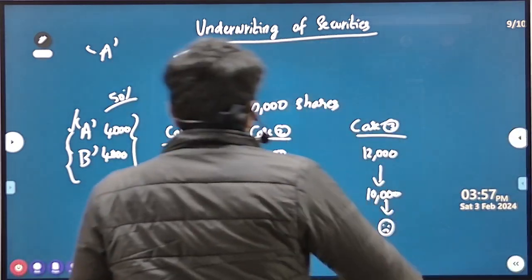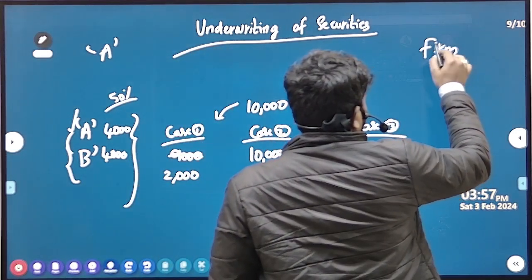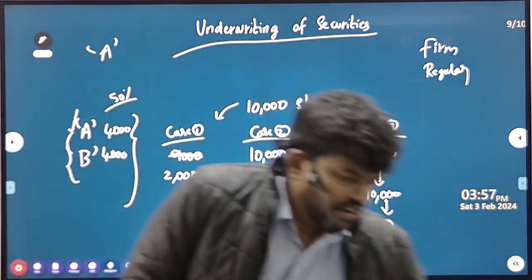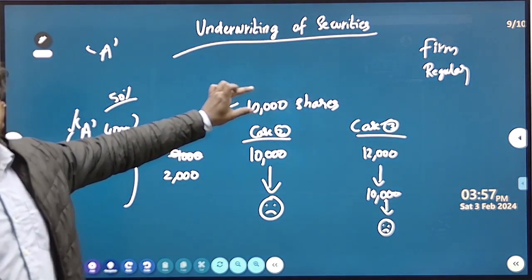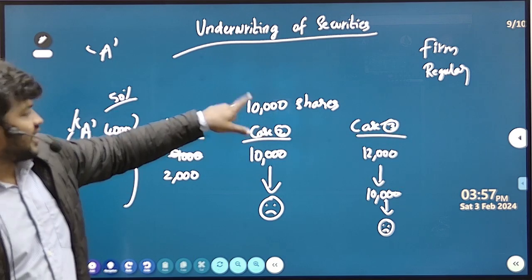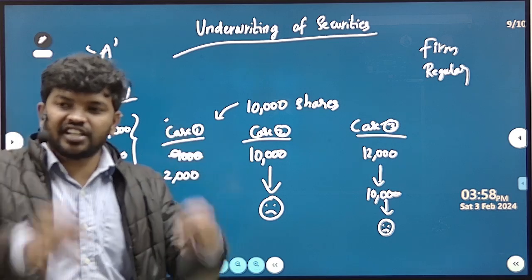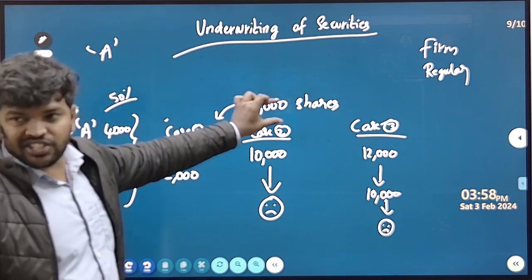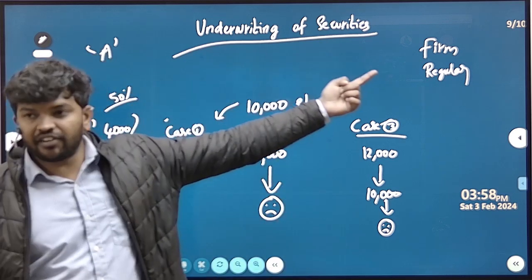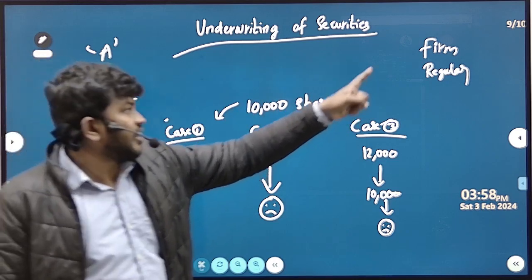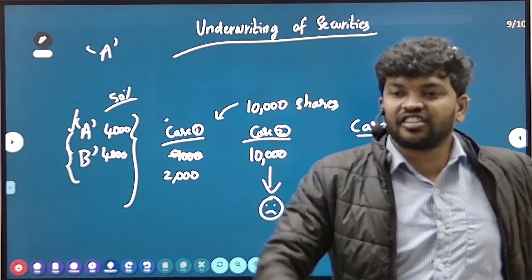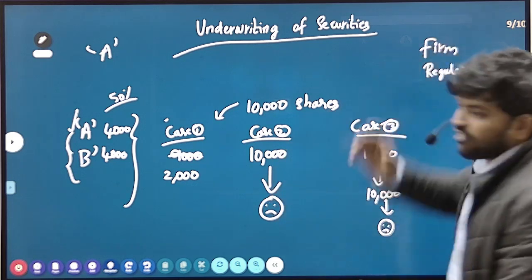We have two types: firm underwriting and regular underwriting. Sir, what is this firm underwriting? Firm underwriting is where the company has issued 10,000 shares. Irrespective of what the subscription is, the underwriter agrees that they will take a fixed number of shares. Say for example, applications have been received for 12,000 shares, and Mr. A has agreed to firm underwriting of 2,000 shares. So irrespective of the subscription, they will take 2,000 shares fixedly. This is called firm.